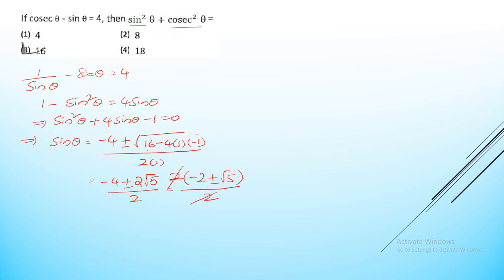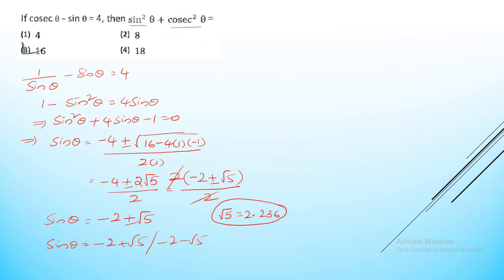So these 2 get cancelled. Then finally, what are the values that I am going to get for sin theta? So sin theta is equal to minus 2 plus or minus root 5. Okay, now I can take sin theta is equal to minus 2 plus root 5 or minus 2 minus root 5. But what is the value of root 5? Root 5 is equal to 2.236. Root 5 value is 2.236.